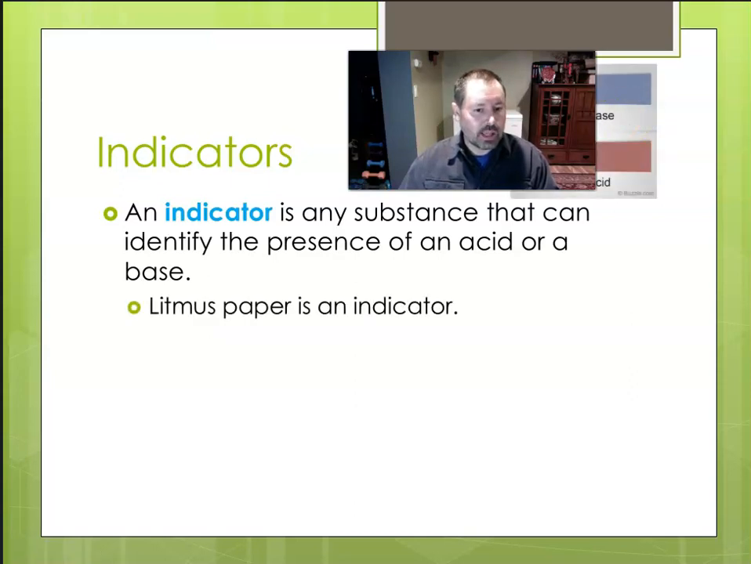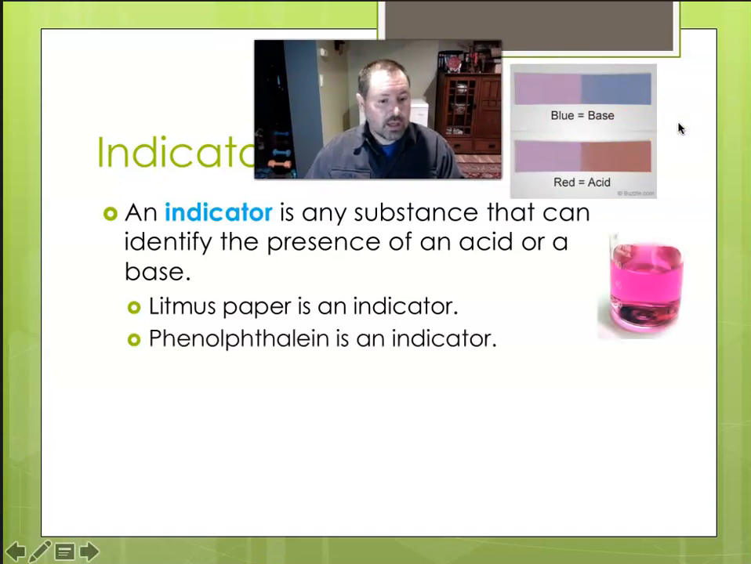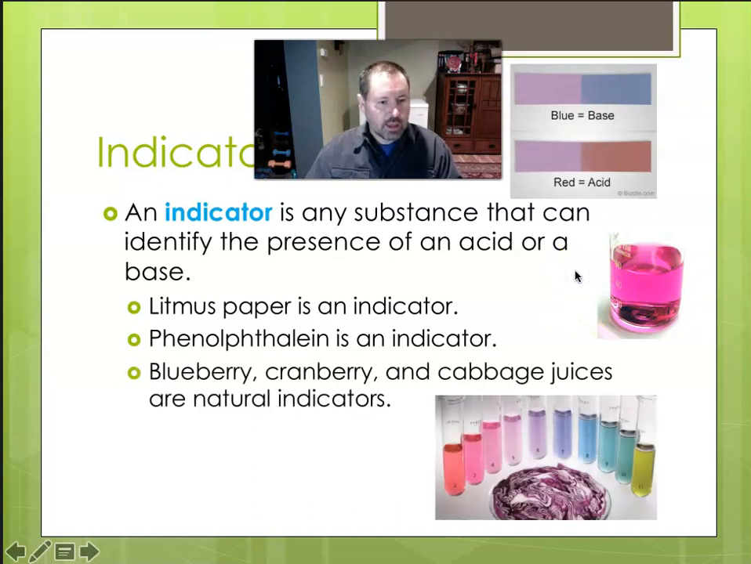One popular indicator is litmus paper. Litmus paper is an indicator. Another indicator is phenolphthalein, which is kind of a weird word to pronounce, but phenolphthalein is an indicator. In the presence of an acid, it's clear. But in the presence of a base, it's that beautiful pink-looking color.